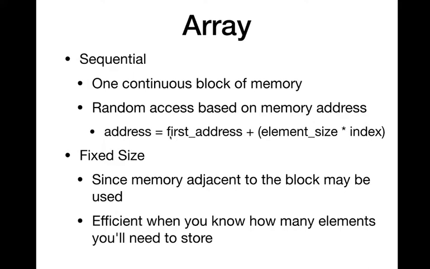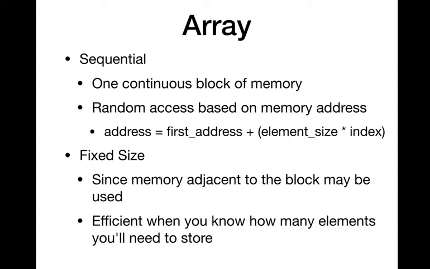So if I want the value at index 0, it's just going to be the first address. If I want the value at index 3, I'm going to times the element size by 3, add that to the first address, and jump to that exact element. So I can, at any point, access any element in the array with what we call random access. I can access any value just by doing a multiplication and an addition and getting that value directly from memory.